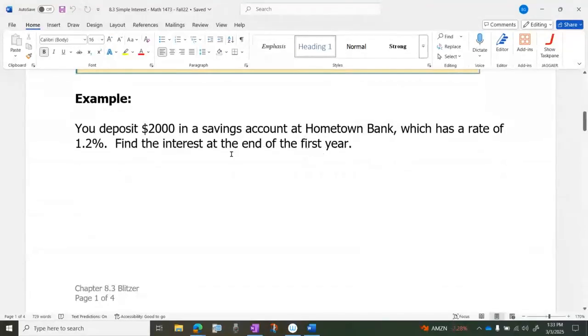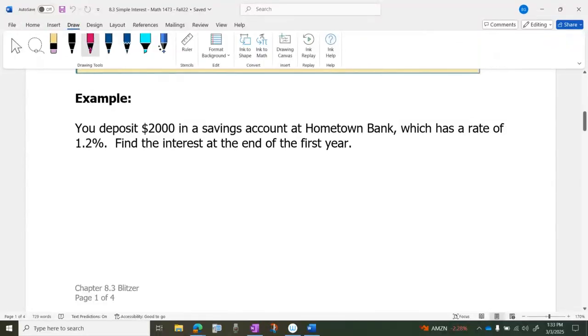It only says 1 year, which has a rate of... find the interest at the end of the first year. So based on the information that is given, we know this is a simple interest for the time period of 1 year. And the formula for simple interest is I equals P times R times T.